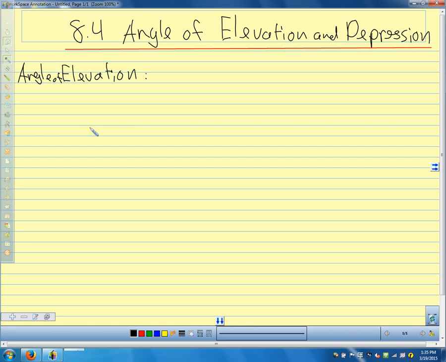Angle of elevation. What we're talking about here is the angle up from the horizontal.